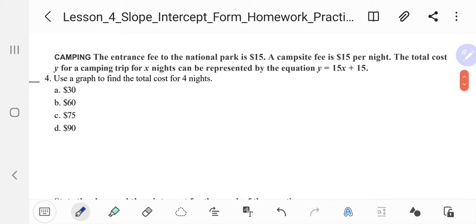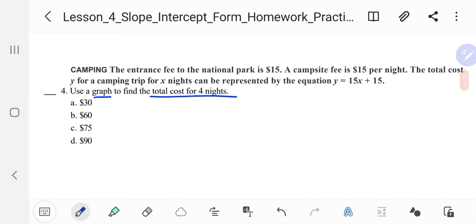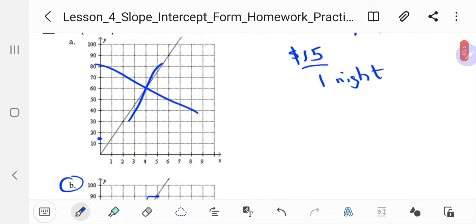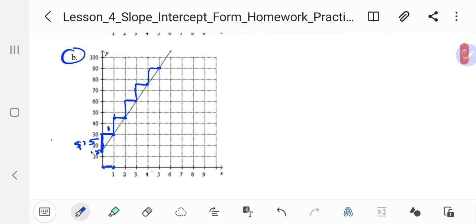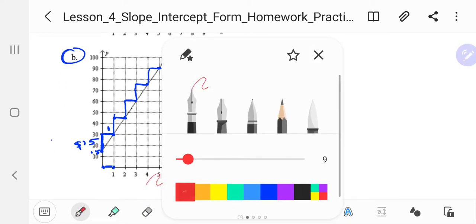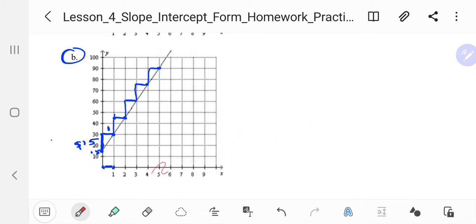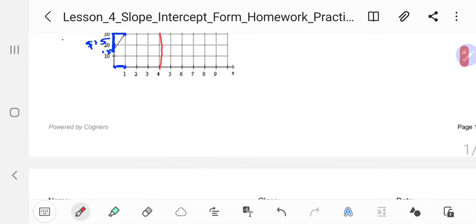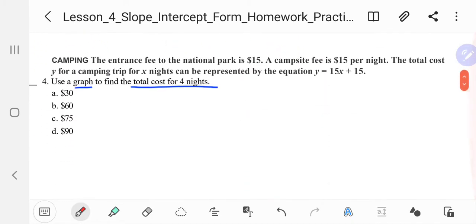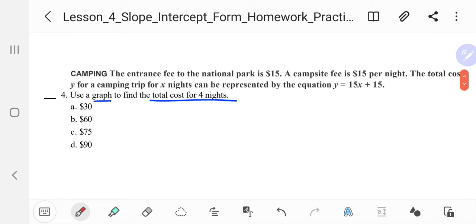All right, so we're back to the same situation as before, except this time it says use a graph to find the total cost for 4 nights. So we can go back to problem number 2, to our graph, and figure out, well, 4 nights. 4 nights here is $75. All right, we can look at it that way because it says use a graph.